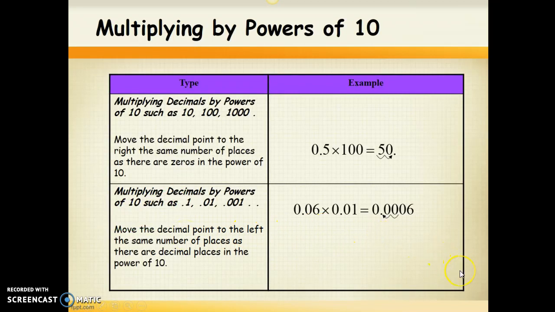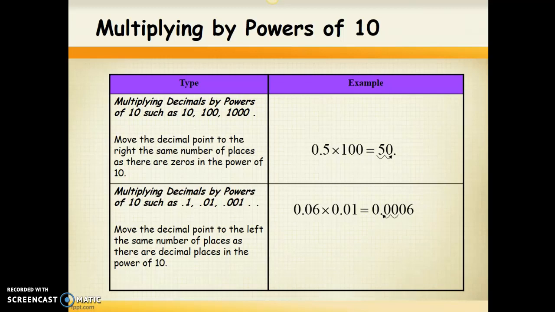Multiplying by powers of 10. So when we're multiplying by powers of 10, such as 10, 100, 1000, we're going to move the decimal point to the right, the same number of places as there are zeros in the power of 10.